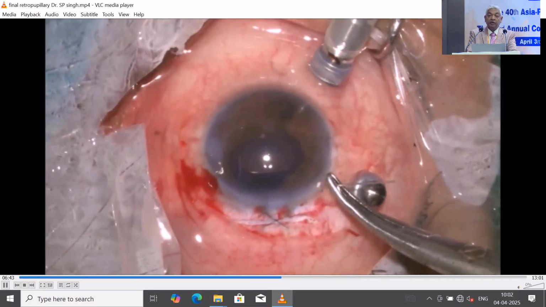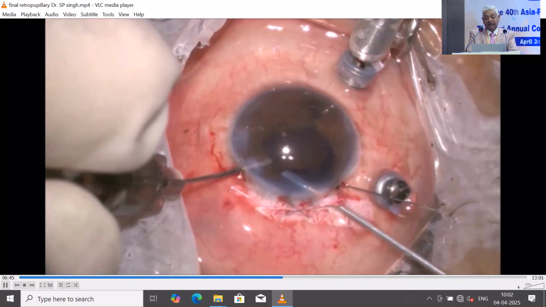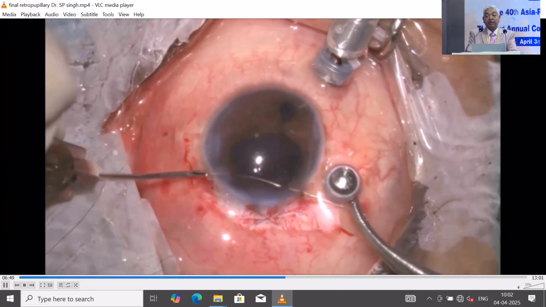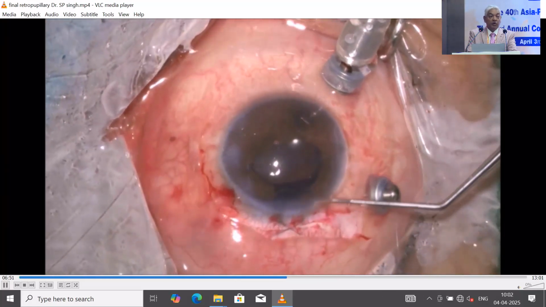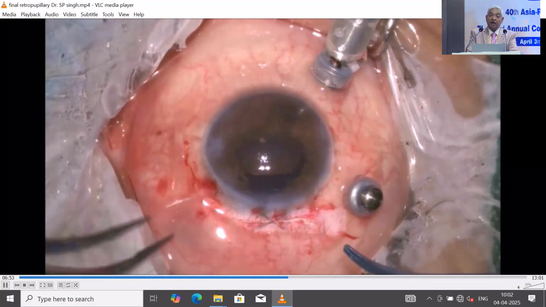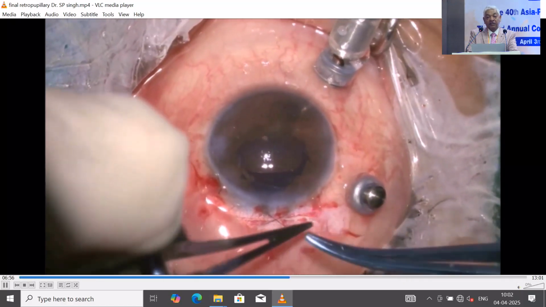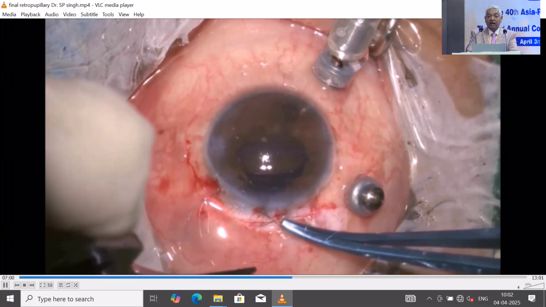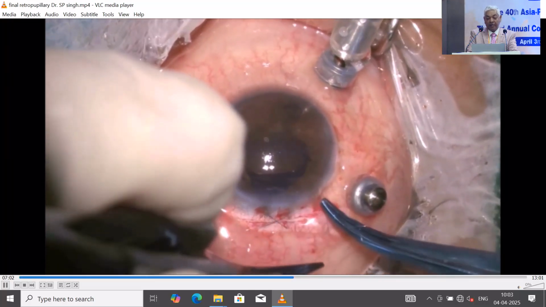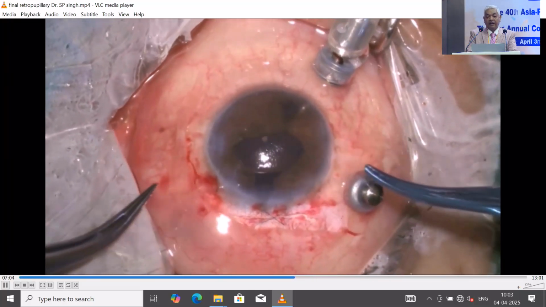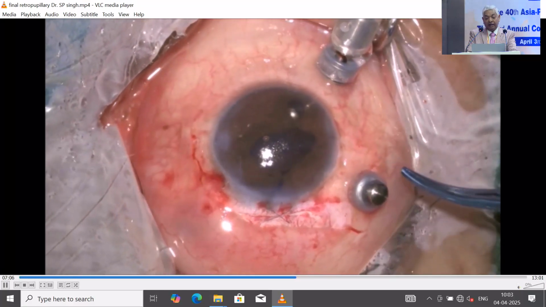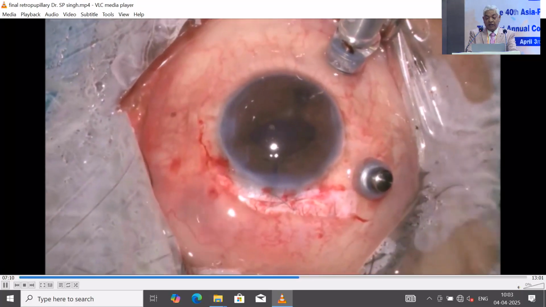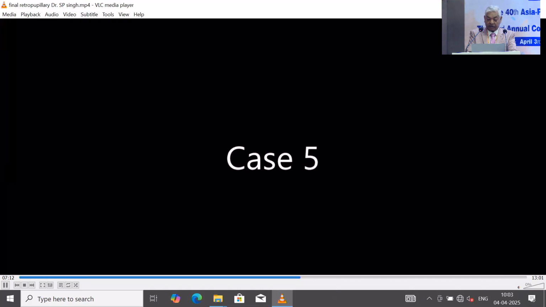Once you observe the different cases, anybody can do it. Again, I told you how you can make the pupil small. As you know, the size of the lens is 5.5 mm, so the pupil should be less than 5.5, that is 4 to 4.5 mm. With different techniques of pupilloplasty, you can make a dilated pupil circular.